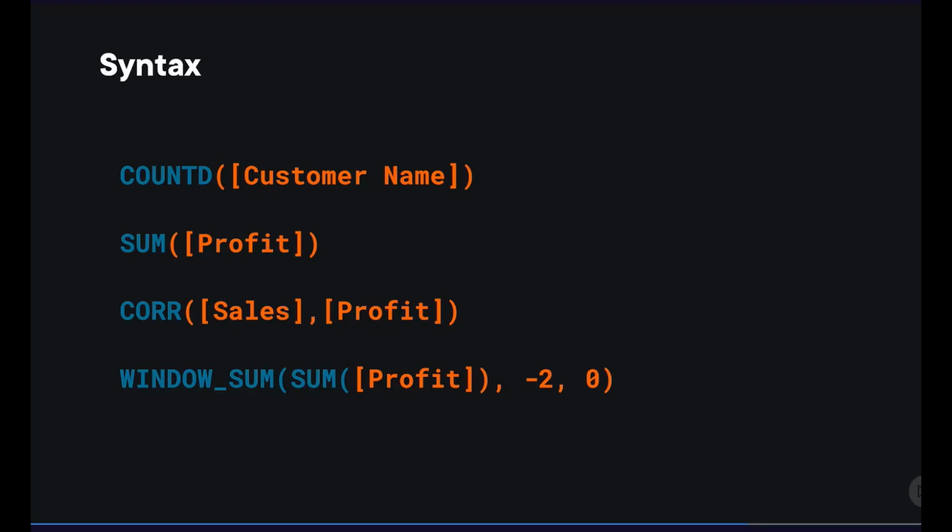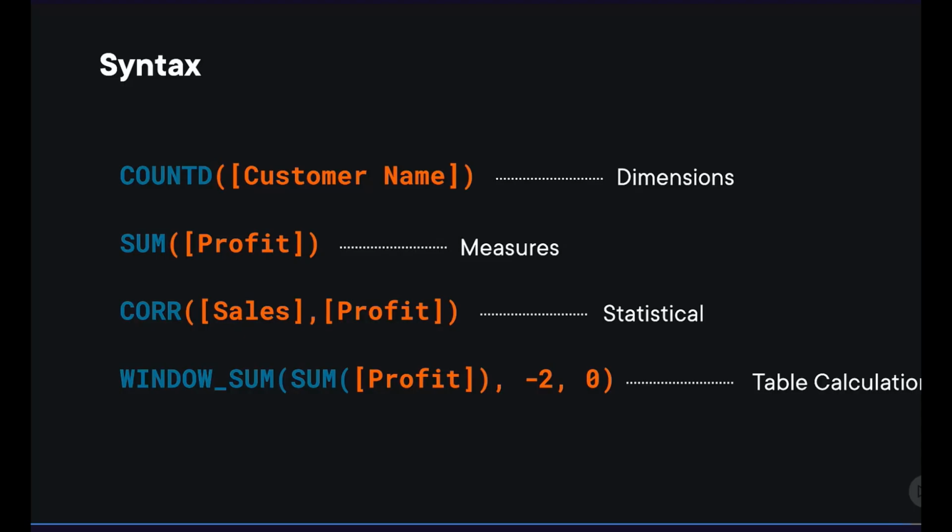Here is an example of the syntax that you can use in Tableau. Customer name as a dimension can be wrapped in a count distinct to get an aggregated number of customers. Profit as a measure can be wrapped in aggregations like sum. Statistical functions like correlation return the Pearson correlation coefficient of two expressions, and hence these expressions can be used with a comma delimiter wrapped in a CORR function. And finally, since table calculations return the sum of the expression within the window, you can use a measure like profit and wrap it in a window sum, for example, with a start and an end offset.